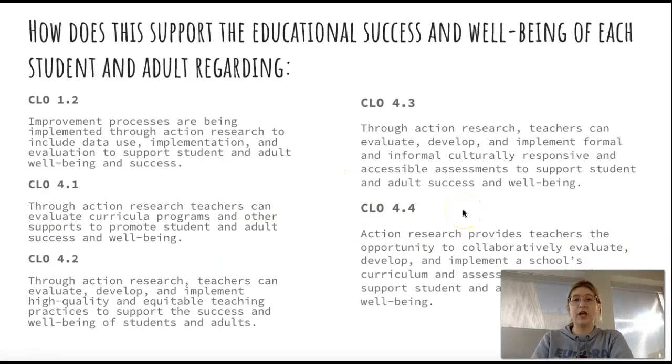So how does this support the educational success and well-being of each student and adult regarding these standards, these learning outcomes? Improvement processes are being implemented through action research to include data use, implementation, and evaluation to support student and adult success and well-being. Through action research, teachers can evaluate programs, curriculum programs, and other supports to promote student and adult success and well-being. Through action research, teachers can evaluate, develop, and implement high-quality and equitable teaching practices to support students and teachers in their success.